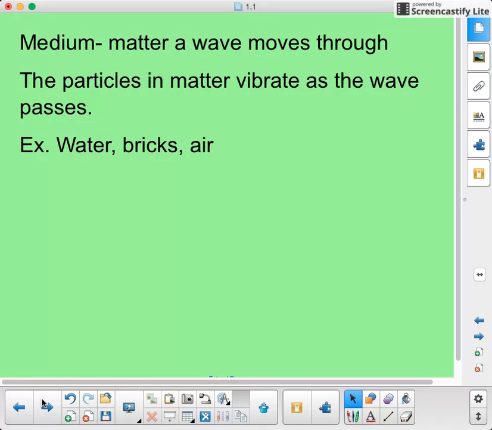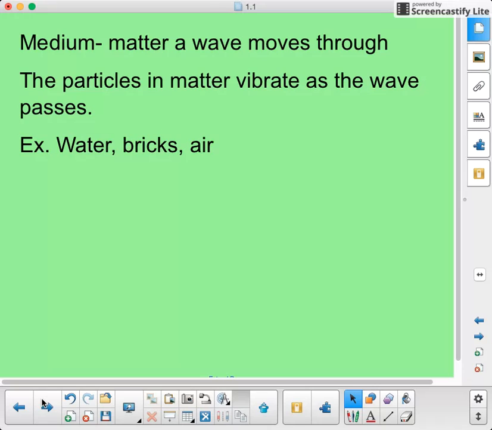A word you've heard me use already that you need to know is medium. The medium is the matter a wave travels through. So particles in matter vibrate as the wave passes, and that medium can be any of the 3 states of matter: a solid, a liquid, or a gas.